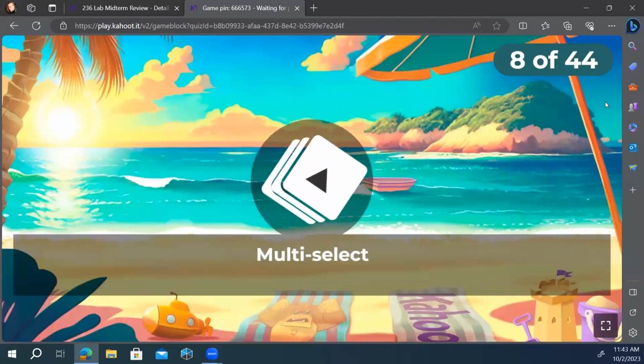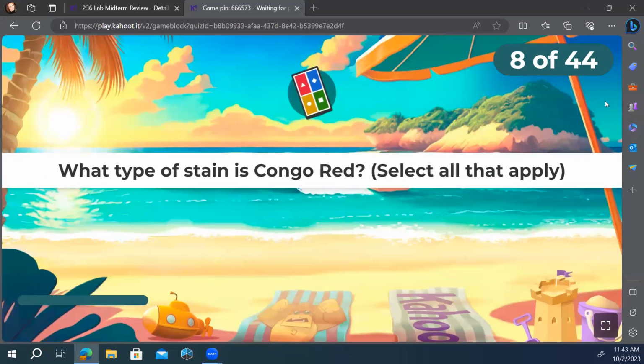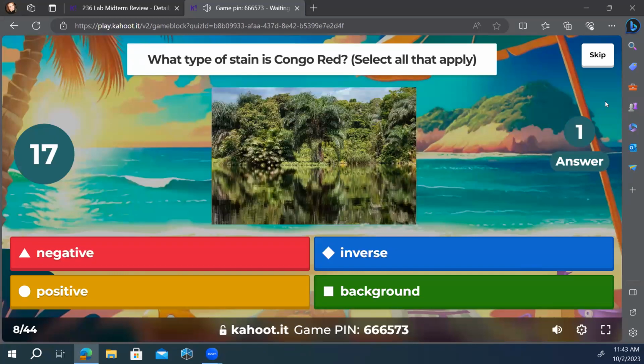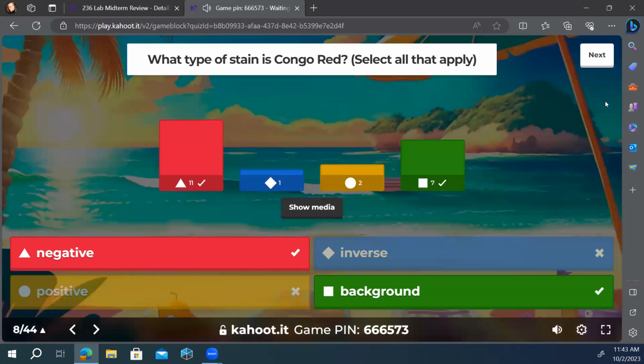Cool. All right, this can have more than one answer. What type of stain is Congo red? It could be more than one of these. How many of you guys are listening? Alrighty, so yeah, that's going to be a negative stain, and it's also going to be a background stain. They just kind of go hand in hand.